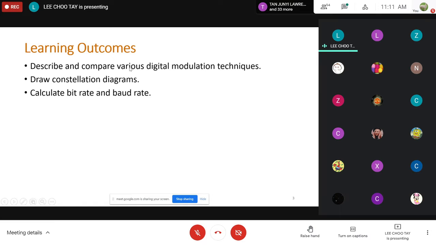Then the learning outcomes for this chapter, basically three only. The first one is you need to be able to describe and compare various digital modulation schemes. Draw constellation diagrams, basically for the phase shift keying method. And also you need to be able to calculate bit rate and baud rate. From here, you should be able to work out the bandwidth as well as the power requirement.